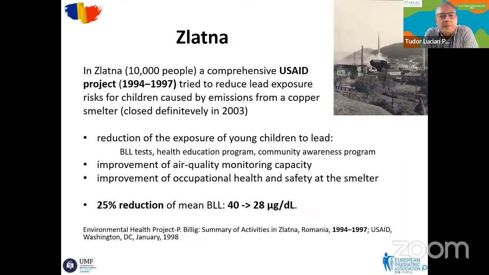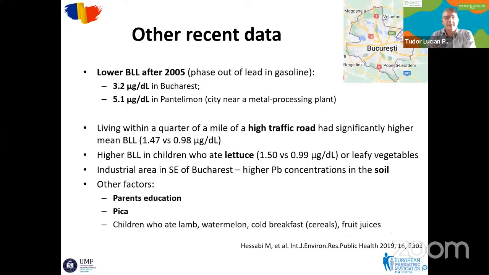Zlatna is the third hotspot in Romania. Here we had a program in 1994 to 1997 from a USAID project. This program tried to reduce lead exposure for children by reducing the exposure, improving air quality monitoring, and improving the occupational health and safety at that smelter. The smelter was closed definitively in 2003, but the soil remained contaminated. But this program, in just 3 years, led to a reduction of 25% of BLL, from 40 to 28.